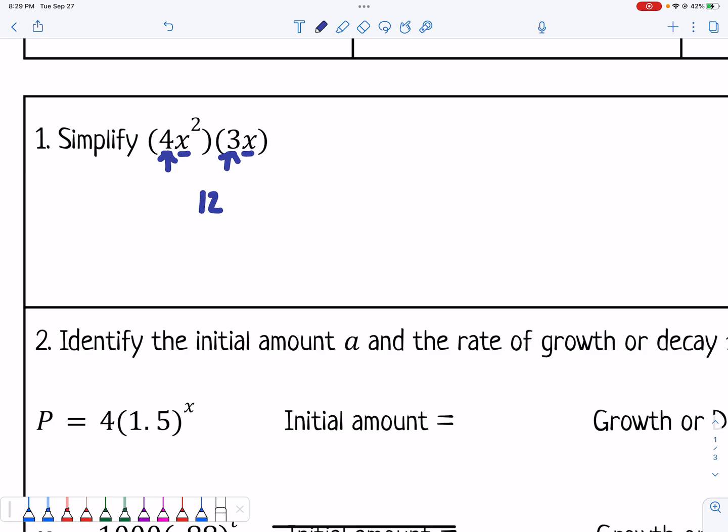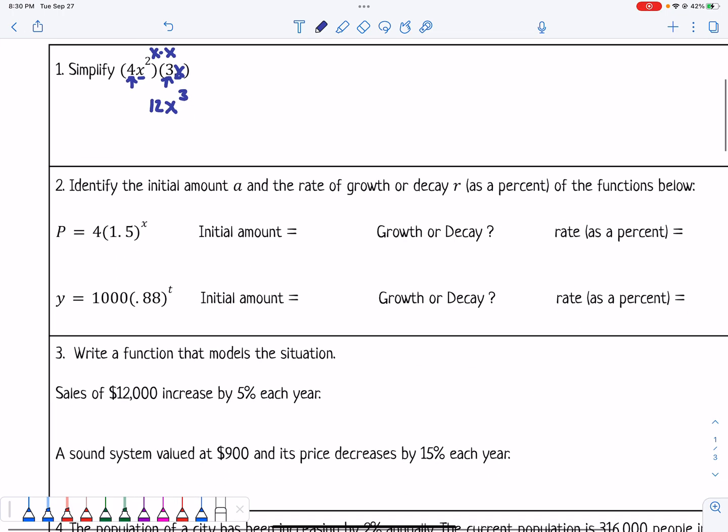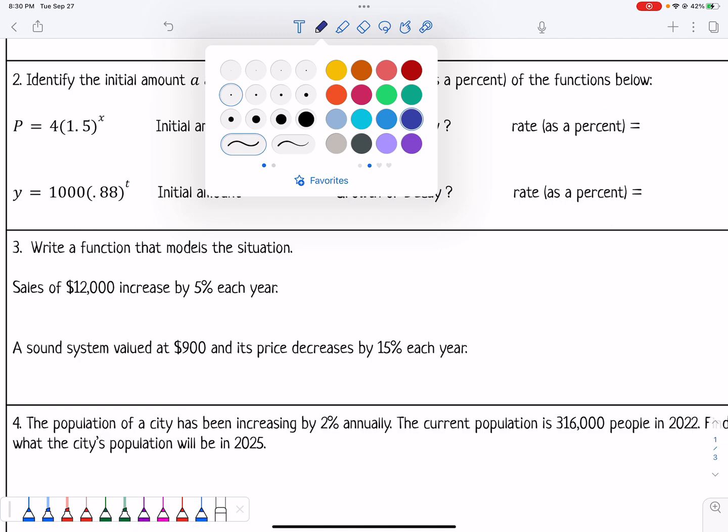And then we have x squared, which means x times x. And then we have another x over here beside the 3. So that gives us x cubed because there's 3 x's being multiplied together. That's it for number 1. Let's take a look at number 2.